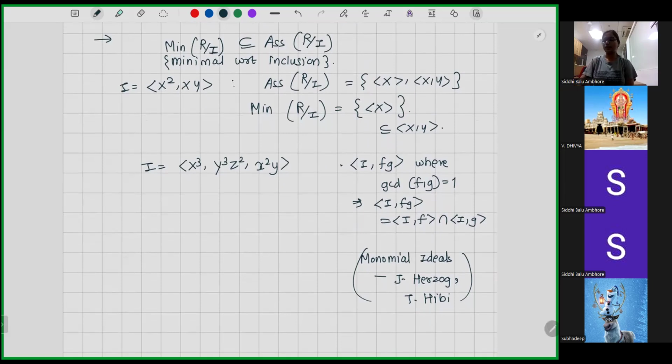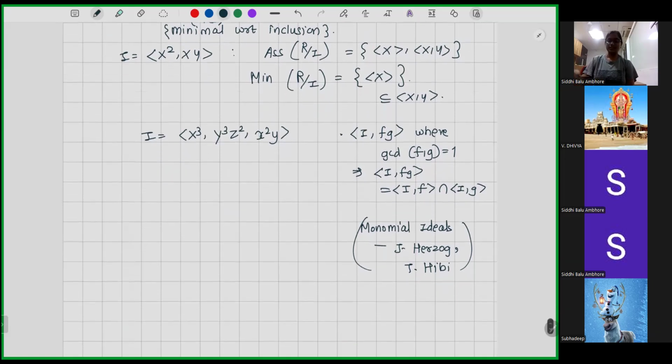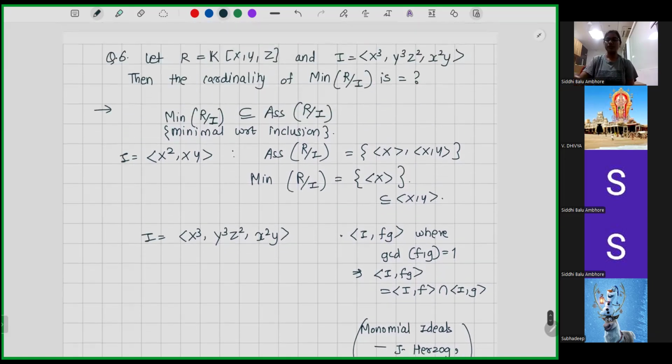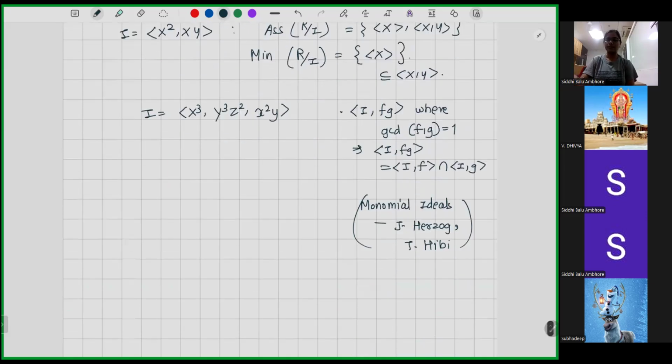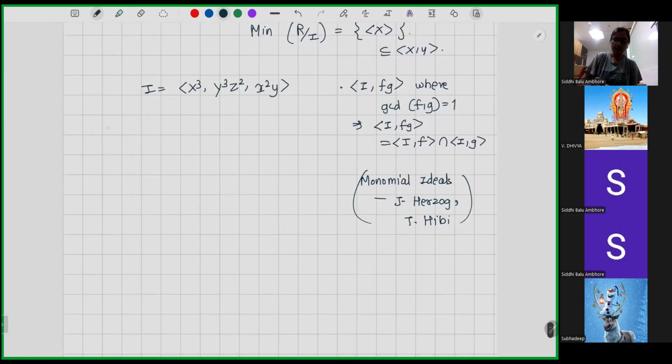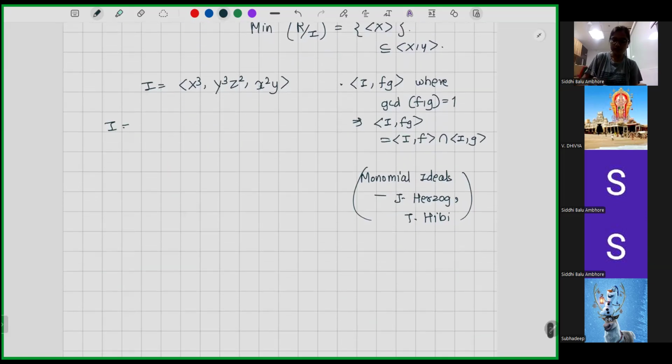So you can have a look at this book if you want to study, I mean, if you want to understand these monomial ideals in depth. Okay, so apart from that, I will be using this result here to calculate or find this ideal (y cube, z square).